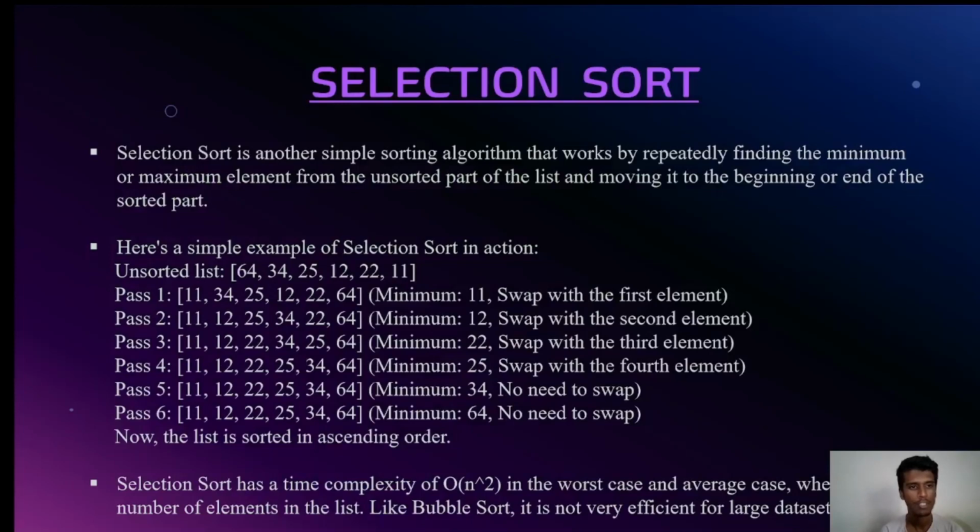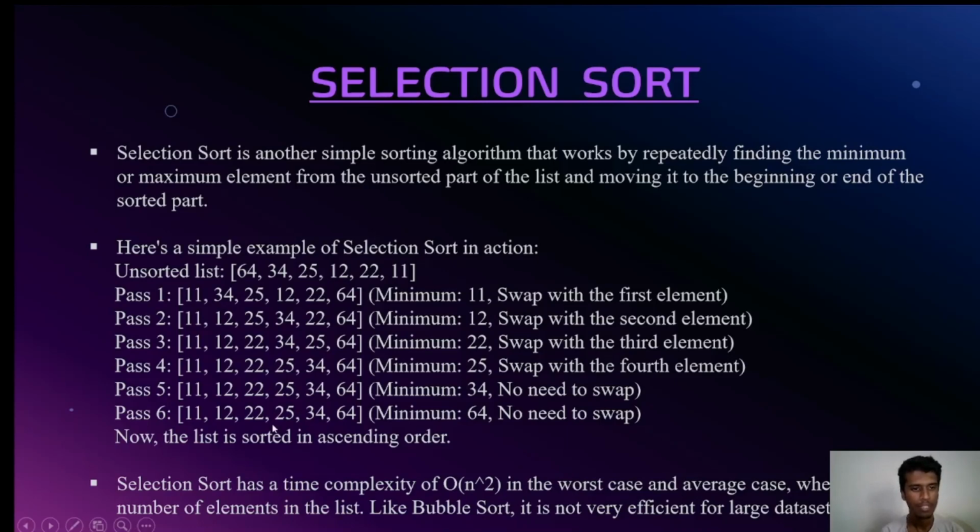Next we have selection sort. Selection sort is another example of a sorting algorithm that works by repeatedly finding the minimum or maximum element from the unsorted part of the list and moving it to the beginning or end of the sorted part. In bubble sort we compare the adjacent elements, but in selection sort we look for the minimum or maximum and move it.